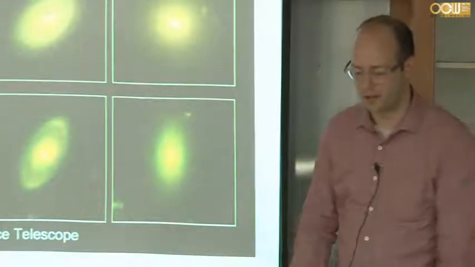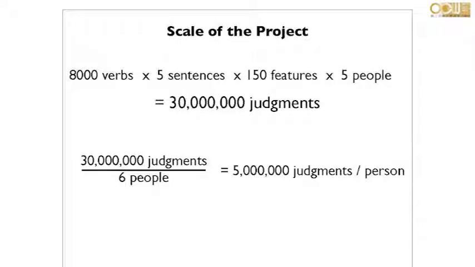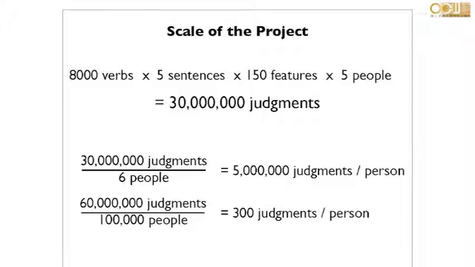Something that was just impossible to do before, but you can do with volunteers. So what we'd like to do is find some way of getting a whole lot of people to do linguistics for us so we can make this project possible. And as I mentioned, if we had 100,000 people participating, each one would only have to do 300 judgments, and we would have all our judgments done.